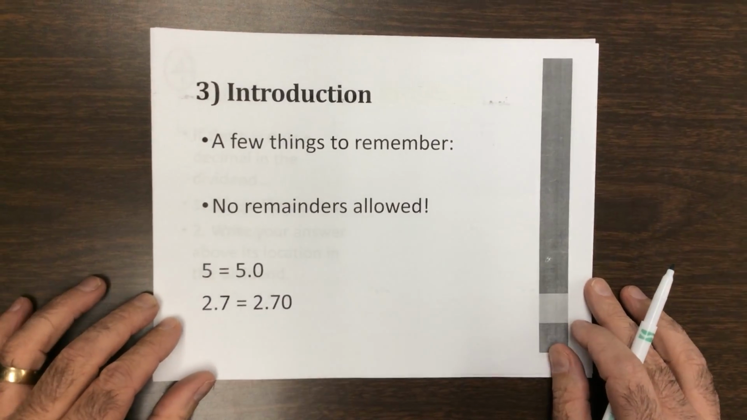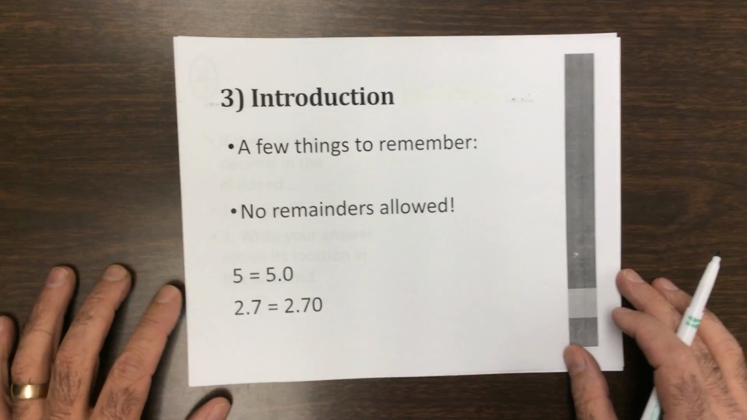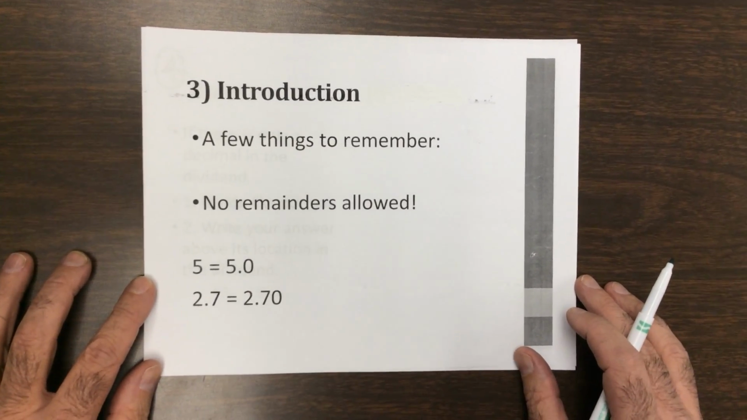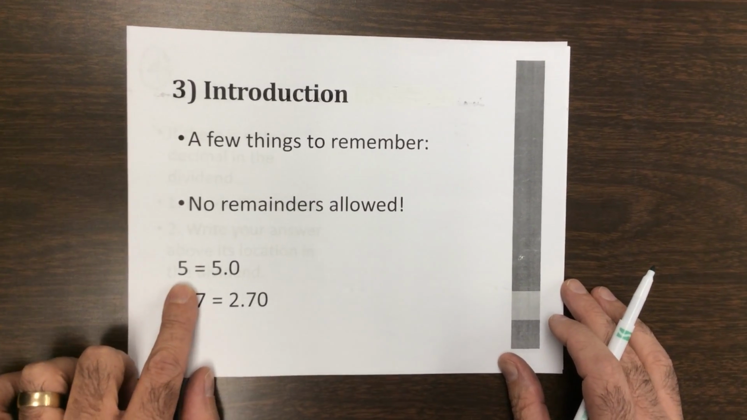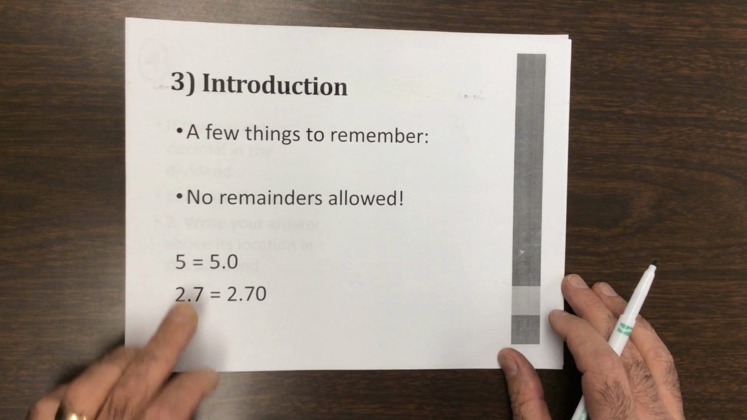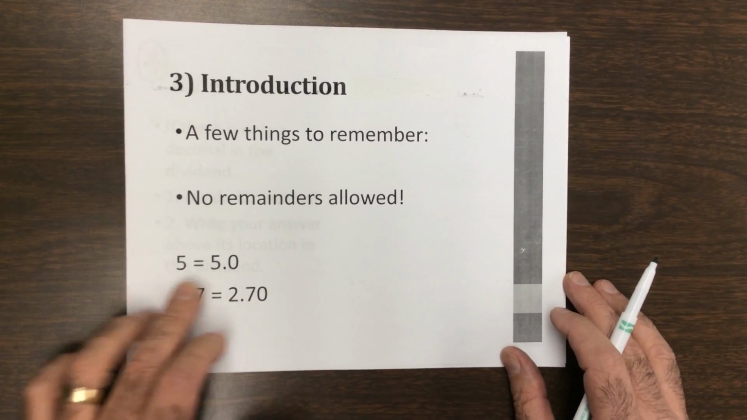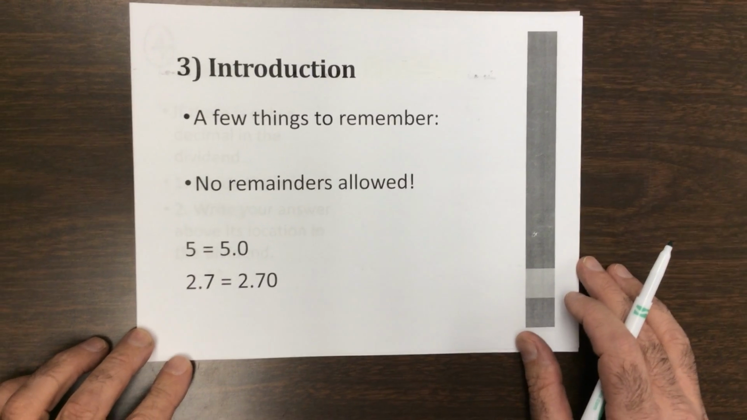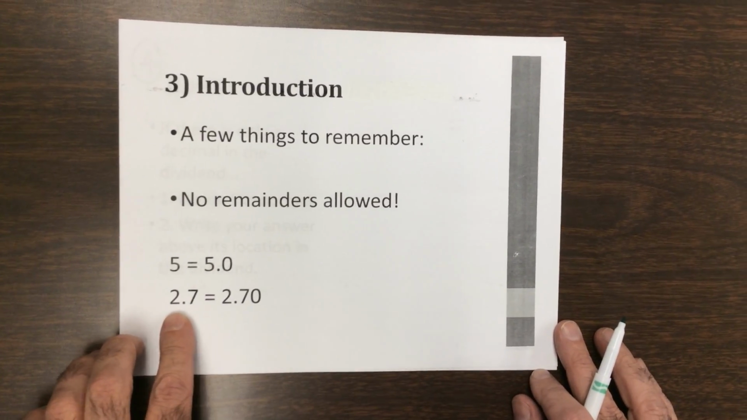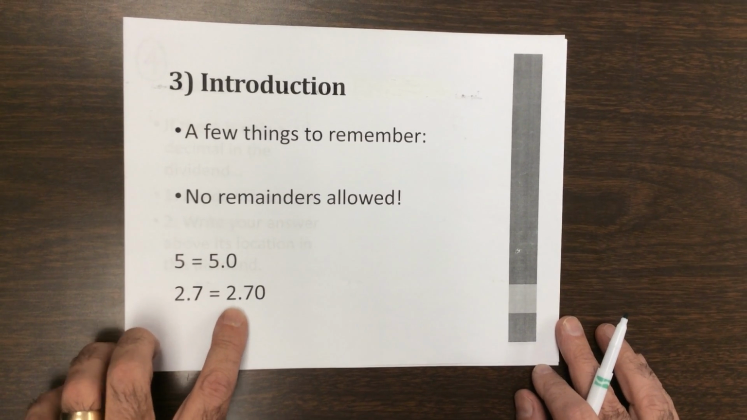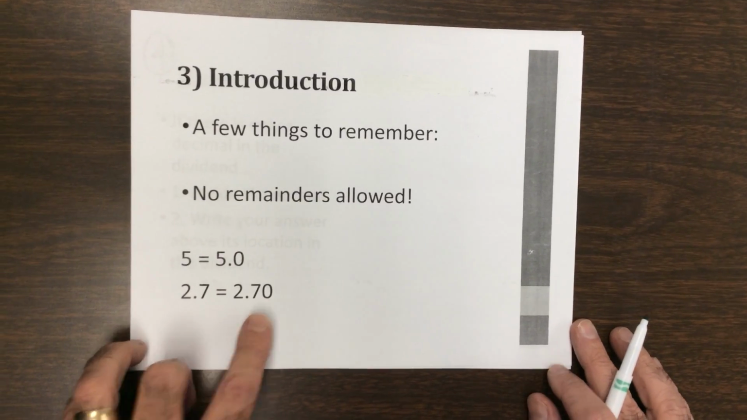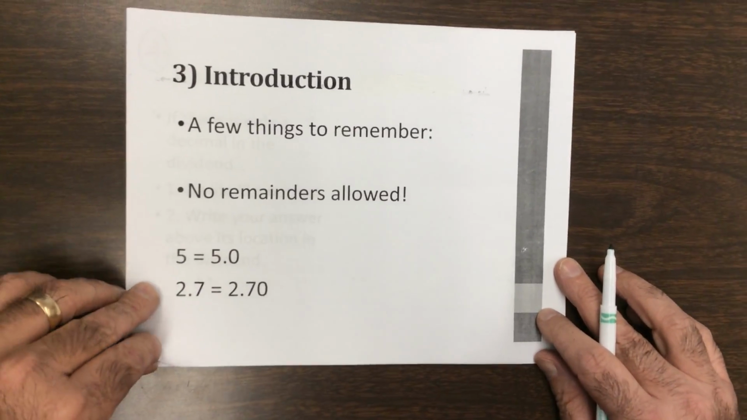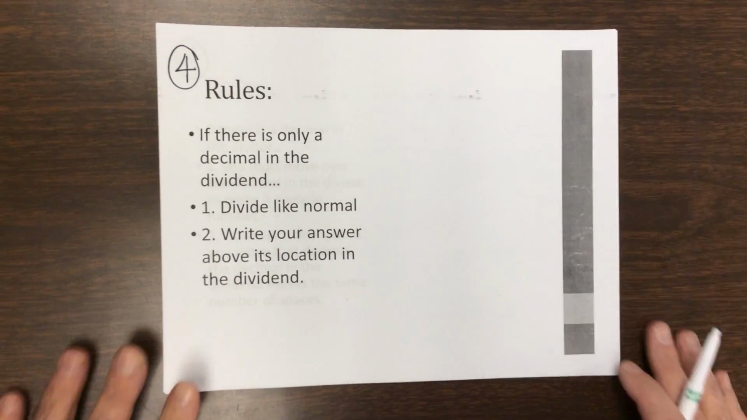Okay, introduction. A few things to remember. When we're dividing decimals, there's no remainders allowed. For instance, you can see here number 5 is going to be the same as 5.0. Either one is correct, but we're not going to have remainders. 2.7 is going to be equivalent to either 2.7, or you could even put a 0 on the end if, like, say you were comparing numbers. But no remainders. Okay, so let's go over some of the rules.